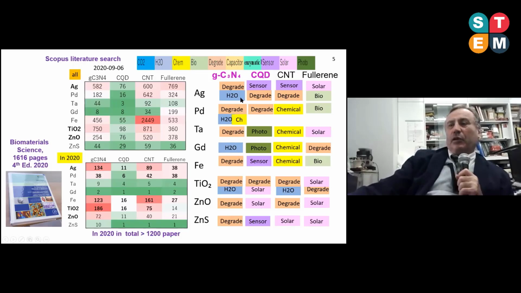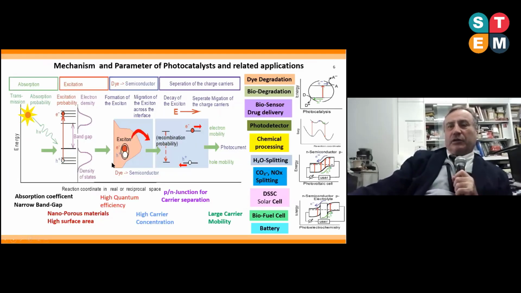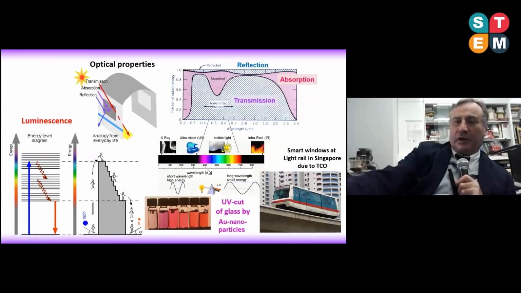I'm talking about degradation, this orange color here, but all these other fields are related: biosensors in green, chemical catalysts, water splitting, and solar energy. This was the mechanism. I just want to show the excited state in the next slide. Please look at the first video if you are interested.